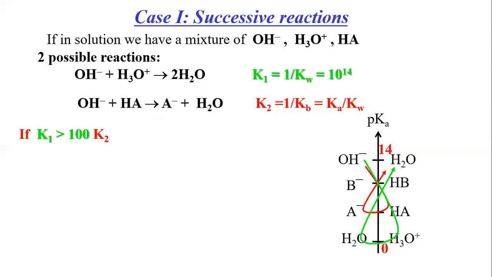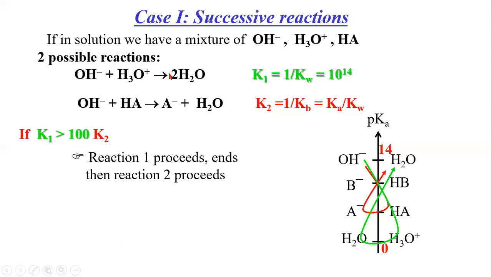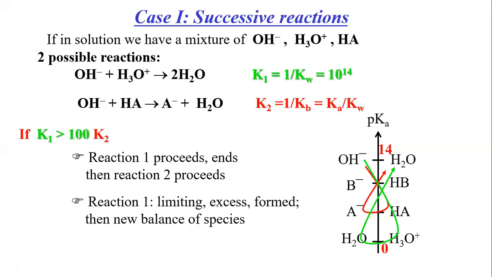Okay. So in the majority of cases, again, in this case where I have a strong with strong, that reaction K will be higher than 100 K2 of the second reaction. And therefore the first starts, finishes, and then the second one starts. So we find the balancing of equation from the first, and then we move on to the second equation.